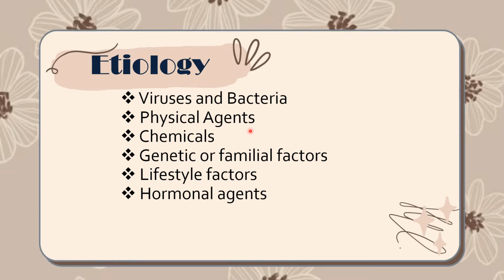For physical agents, examples of these are exposure to sunlight without using sunscreen, exposure to radiation, chronic irritation or inflammation, exposure to tobacco carcinogens, and exposure to industrial chemicals and asbestos that can cause skin cancer. For the chemical agents, we have again exposure to tobacco smoke. Even secondhand smoke can also cause cancer.